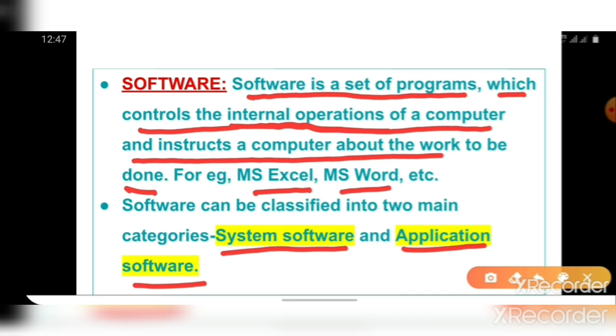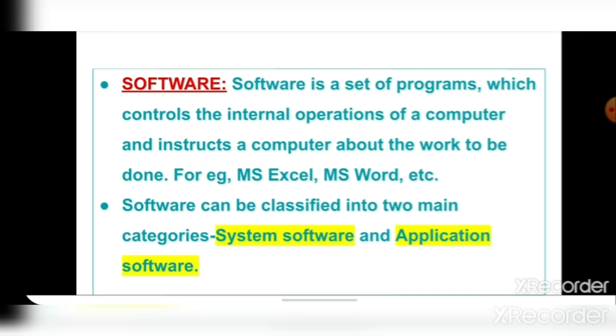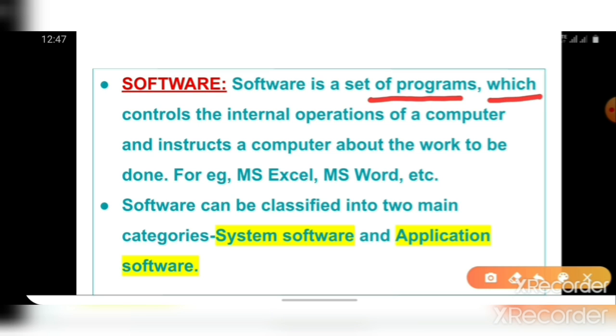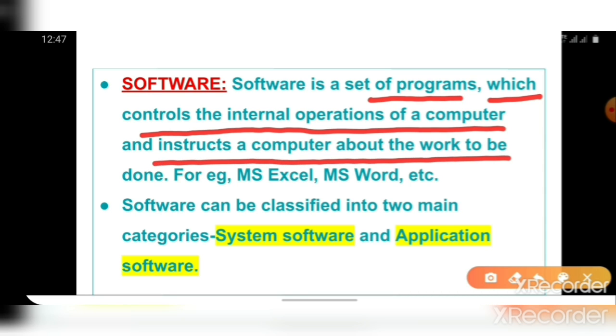Okay, students, let's go through this once again. Software is a set of programs which controls the internal operations of a computer and instructs the computer about the work to be done. This is software, and software can be further categorized into two main categories: system software and application software. Okay, students, now let's move on.